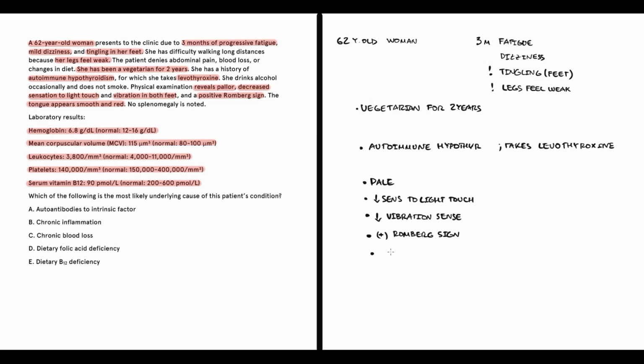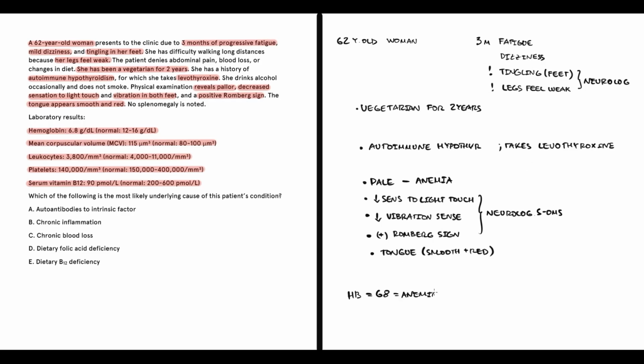Her tongue is smooth and red, which is a common feature of megaloblastic anemia. She has anemic signs and she has neurological symptoms. Her hemoglobin is 68, which is low.